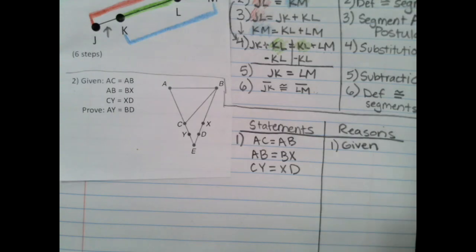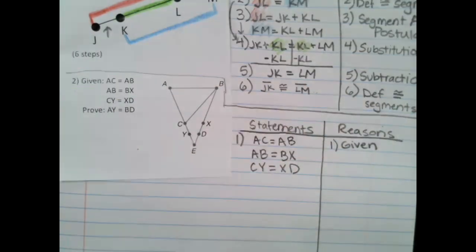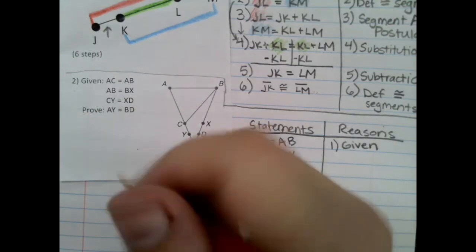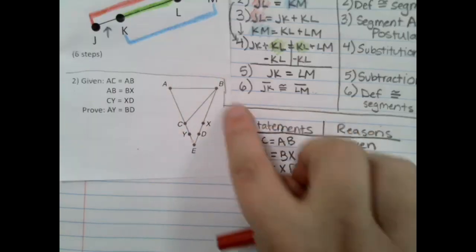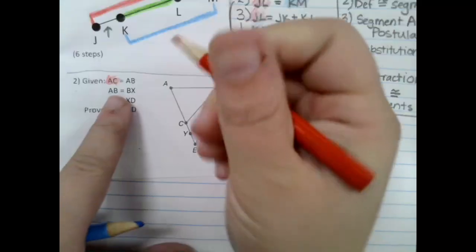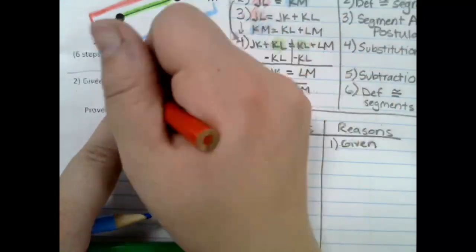Okay, so let's now decode it. Let's see what we're actually doing. Because now we have to actually think, right? Like we can't just go to step 2. So on this one, I'm going to start by color coding it, and I'm going to mark up our diagram a little bit. I know that AC is equal to, so I'm going to use the same colors here, AB.